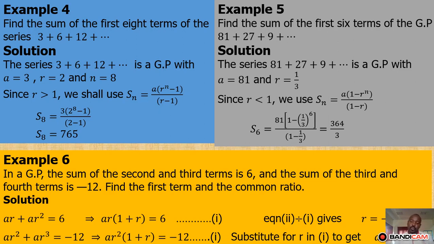So equation 2 divided by equation 1 will give us R as negative 2. And when we substitute for R in either equation 1 or equation 2, we get A as 3. So therefore, the first term of the series is 3 and the common ratio is negative 2.